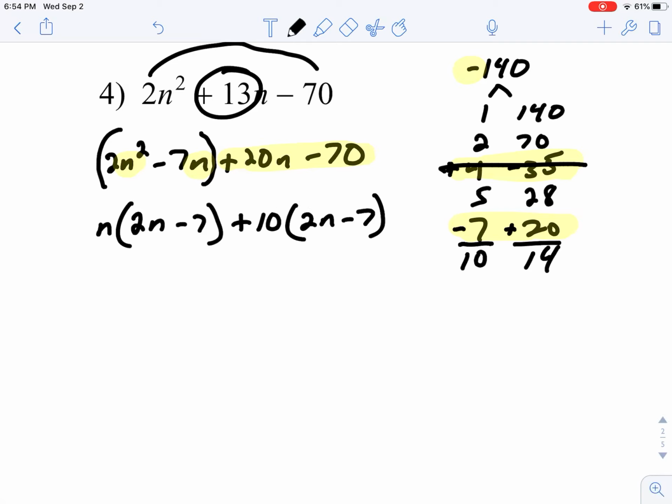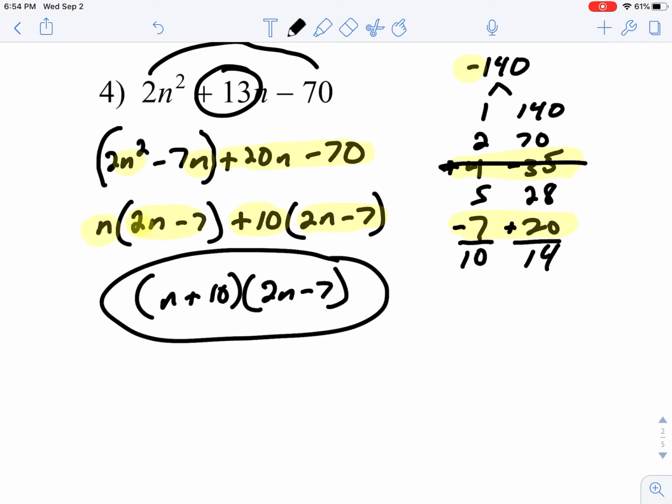Now, do you notice 2n minus 7 and 2n minus 7 right there? They match. They're the same thing. That means 2n minus 7 is going to be one of the factors. The other factor is going to have to be n plus 10.